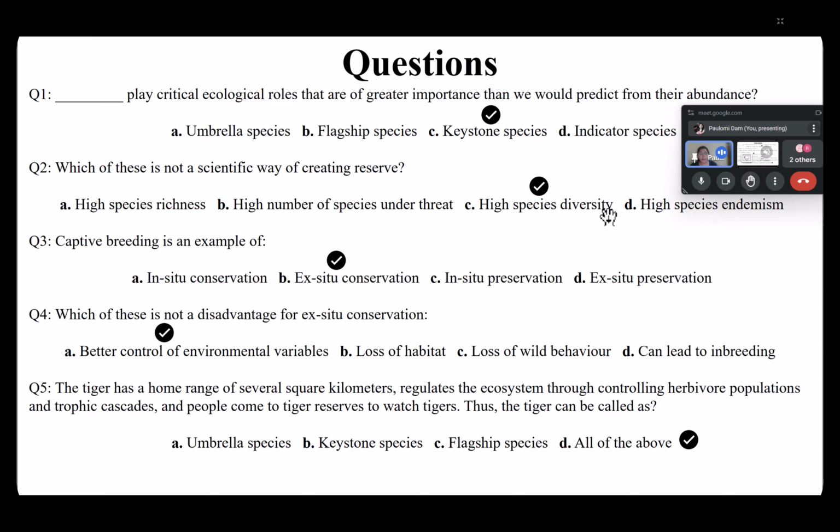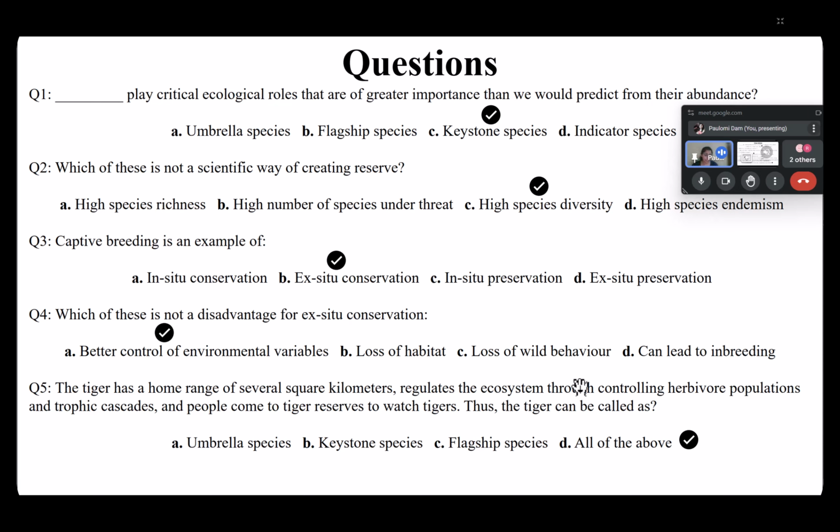Next is, we have already discussed the disadvantages of ex situ conservation. Better control of environmental variables is a positive factor of ex situ conservation because you can control all the variables. So this is an advantage, but loss of habitat, loss of wildlife behavior and leading to inbreeding depression or inbreeding is actually the problems of ex situ conservation.